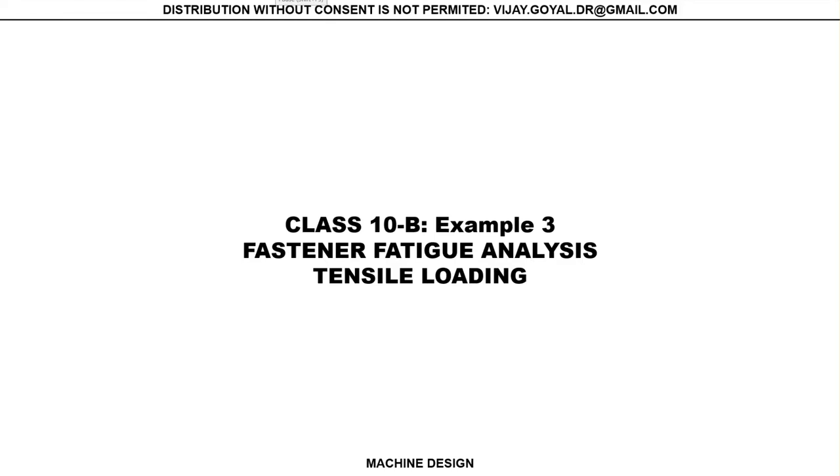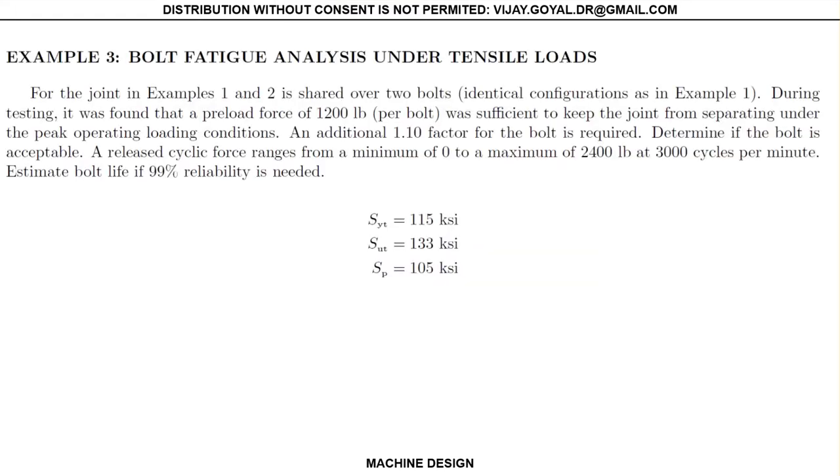So this is example number 3 for fastener under cyclic loading, cyclic tensile loading. Let's consider the same problem that we did, problem example 1, example 2. This is a completion of that example. And the load was shared over 2 bolts. That doesn't change. And the preload was 1,200 pounds. We found that in the previous problem.